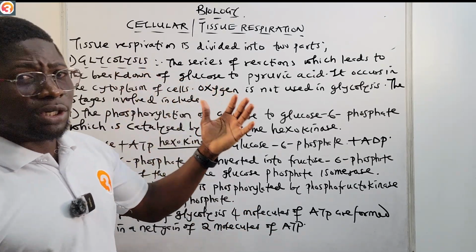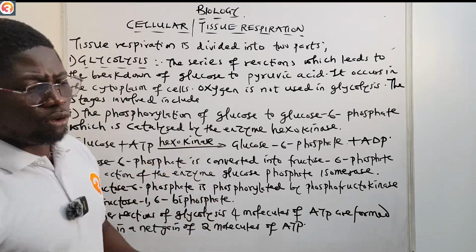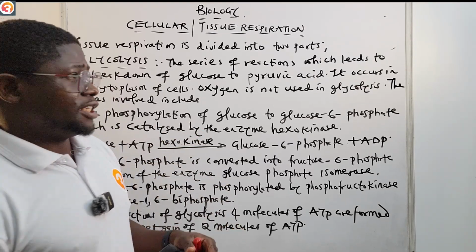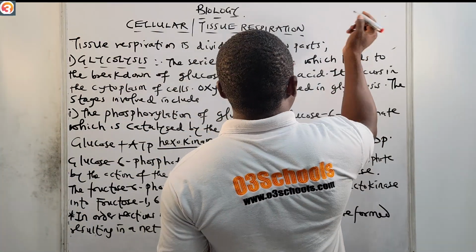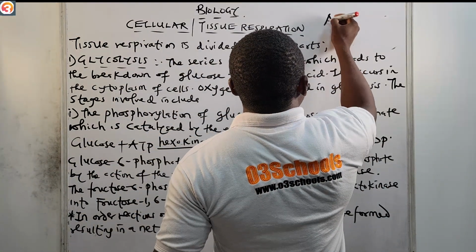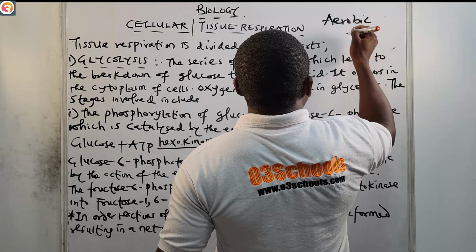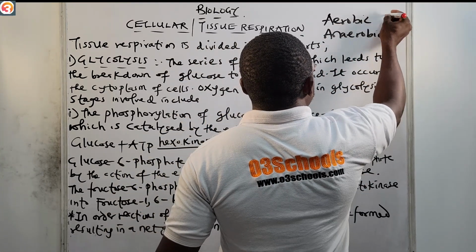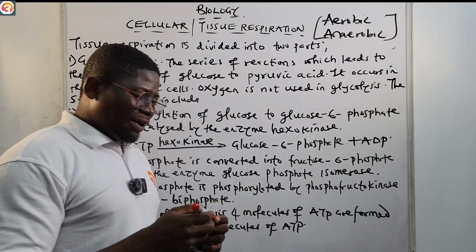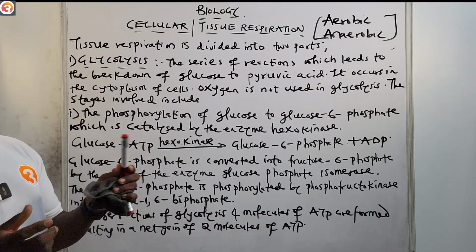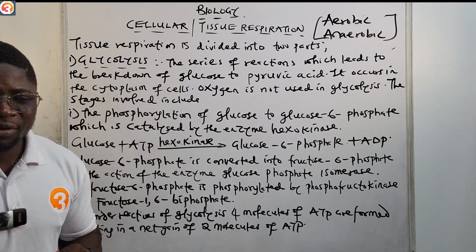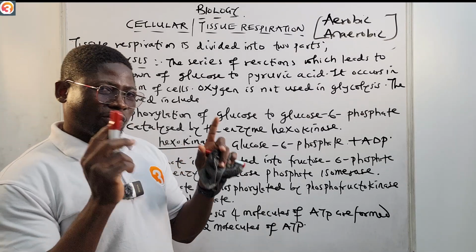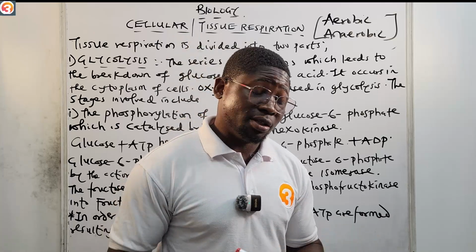So we say cellular respiration is the breakdown of food to release energy. There are two types of cellular respiration. Number one, we have aerobic respiration, and number two, anaerobic respiration. Please take note of these two. Very important. You will see many questions on them soon.